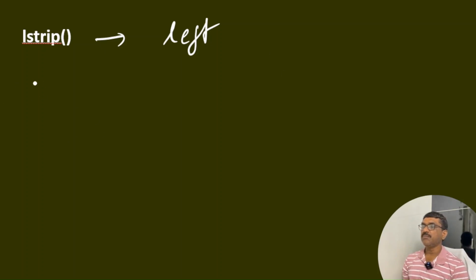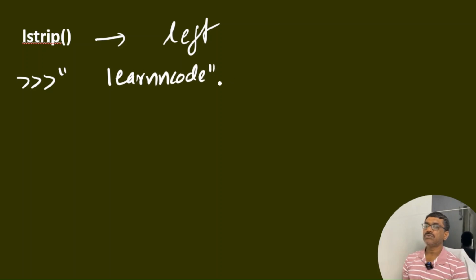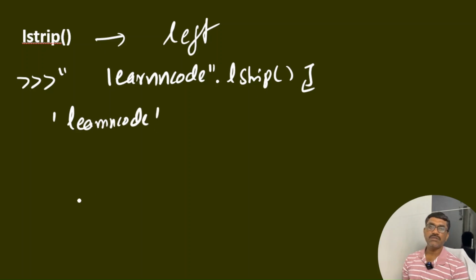Let us take an example. Here at the Python shell, I'm going to use a string like this. Here I'm giving 3 spaces. After that, I'm going to type the string LearnNCode, double quotes close, dot lstrip, and here I'm giving empty parentheses. Now, once you press enter, you are going to get, in single quotes, LearnNCode. This we are going to get.